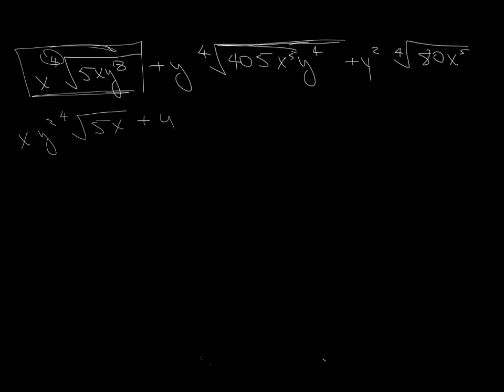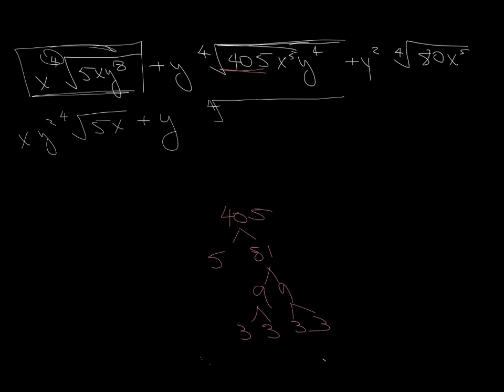Let's simplify the next one. Leave ourselves some room here. And we have a 4th root. So we're going to have to take this 405 and do the factor tree. So let's go ahead and do that down here. 5 goes into it 81 times. And then 9, 9, 3, 3, 3, 3. So 405 is 3 to the 4th power, right there, times 5.